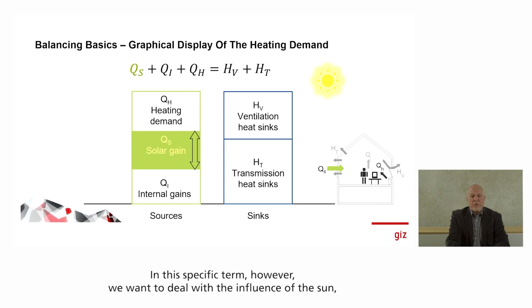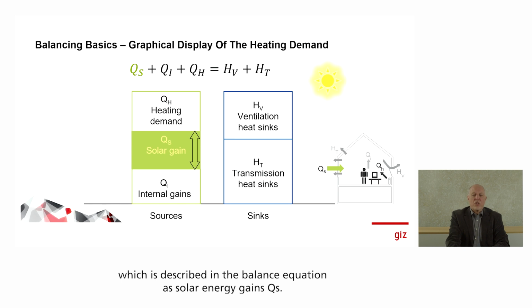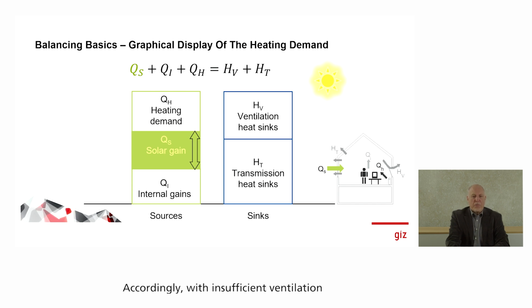In this specific term, however, we want to deal with the influence of the sun, which is described in the balance equation as solar energy gains, QS. So the higher the solar irradiation on the building, especially through the windows, the greater this value QS and the total sum will be. Accordingly, with insufficient ventilation or low heat transmission losses, the room can heat up and lead to overheating.